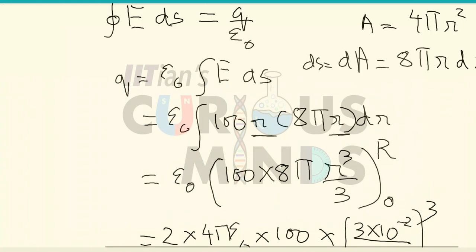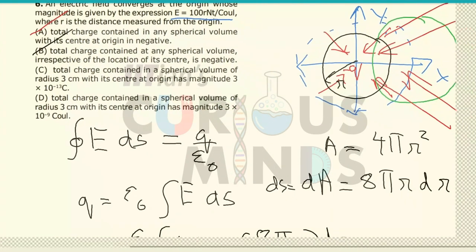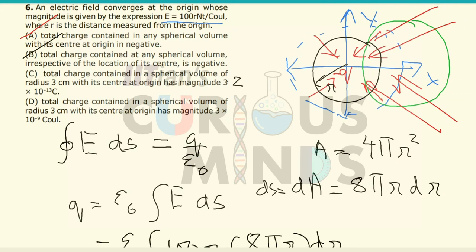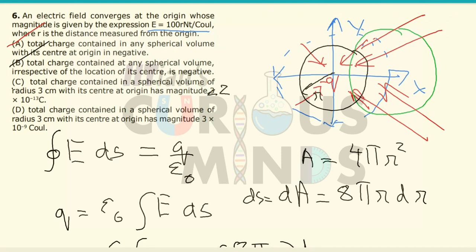So the total charge within a radius of 3 centimeter should actually be equal to 2 into 10 raised to minus 13. So option C will be correct. So the correct answers are options A, B and C.